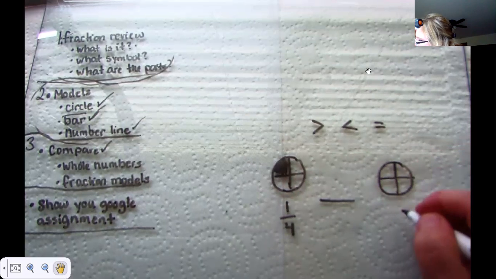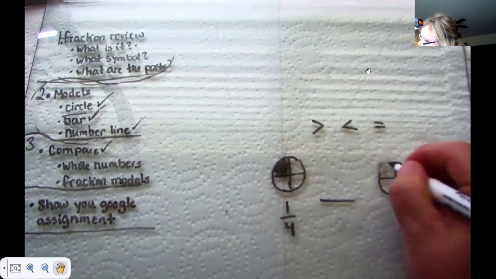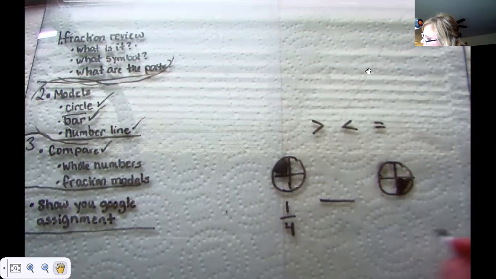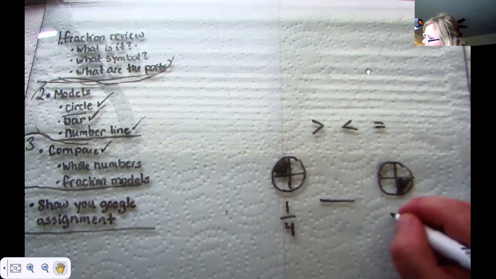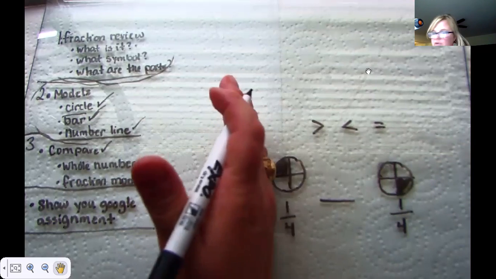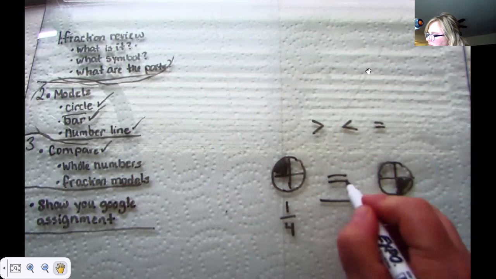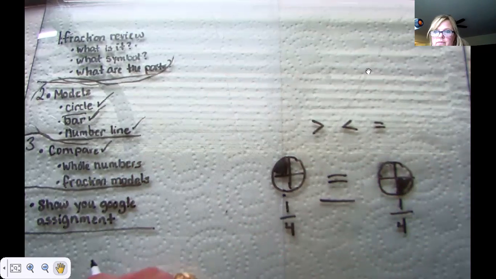Now let's compare. Let's do this one. Okay. I identify my whole. I can see that my whole is divided into 4 equal parts. There's my denominator, and one of those parts is shaded. If I want to compare this fraction to this fraction, this model to this model, I know that those are the same. This side is the same as this side as far as value goes, okay?